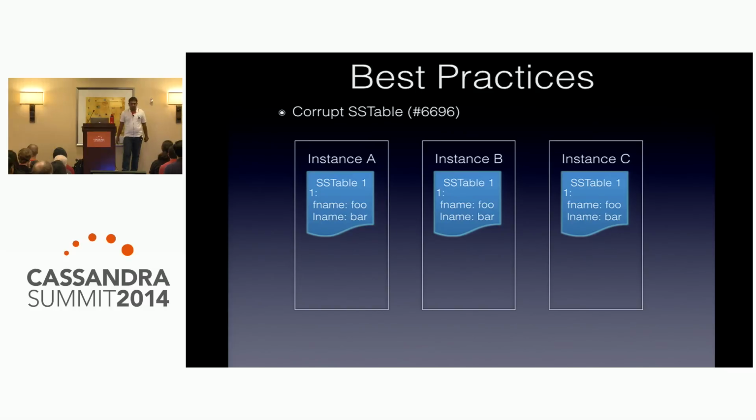So what is the solution? As of now, you have to replace the entire instance. So if you have a corrupt SS table, you have to replace the entire instance with a new one. And there's an open Jira in which this will be fixed, but as of now, that's the case.